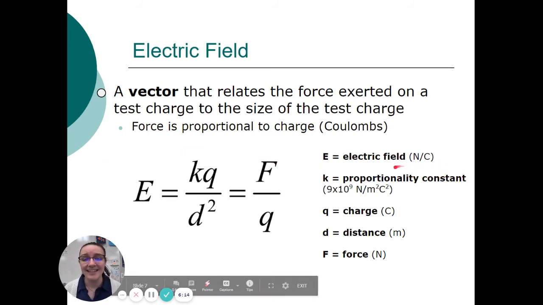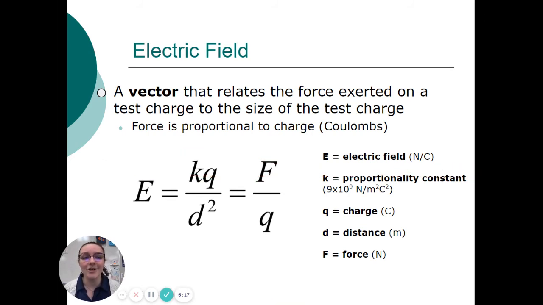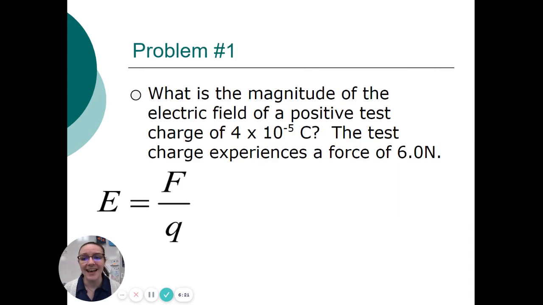And the unit there is newtons per coulomb, or newtons over coulomb. So this would be 150,000 newtons per coulomb is the magnitude of this electric field.